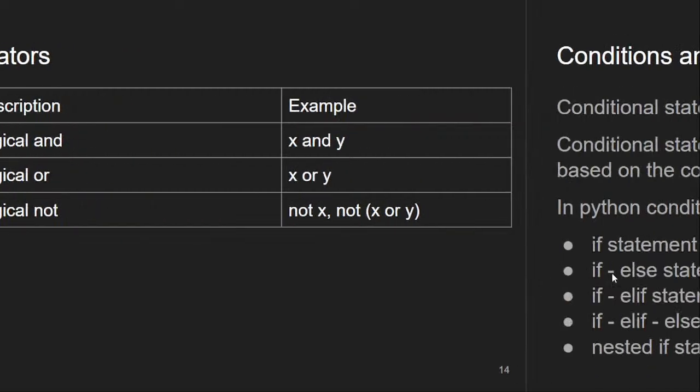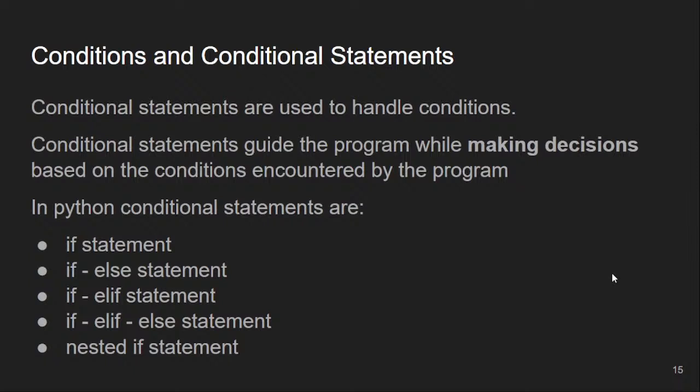Okay, so moving on to conditions and conditional statements. We use these conditional statements to handle conditions. Sometimes you need your code to make a decision based on inputs or something else. It will need to branch off based on a decision that it makes. It will be clearer once you see an example.